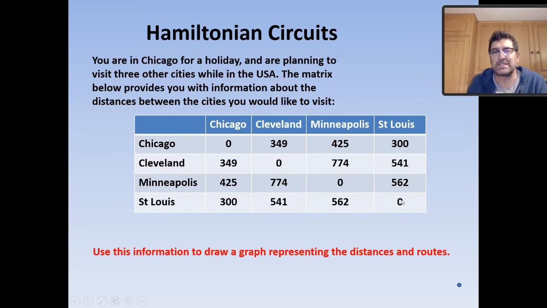This is an adjacency matrix again. The diagonal entries on this 4x4 matrix, it's a square matrix, are naught, because between Chicago and Chicago the distance is definitely naught, unless there are 2 Chicagos, but there isn't in the USA, there's only 1. So we use this information to draw the graph representing the distances and the routes.